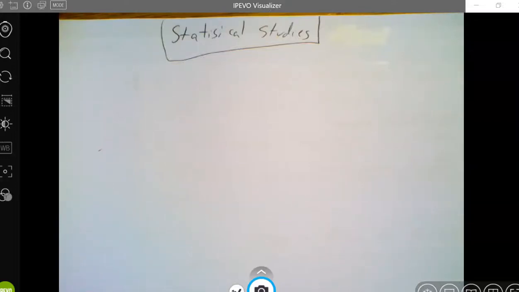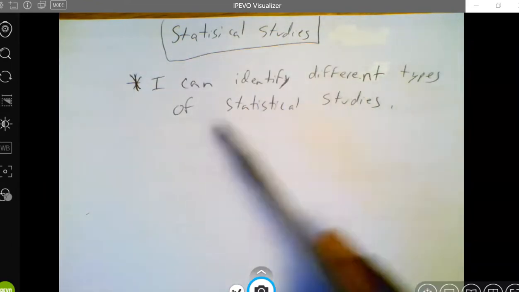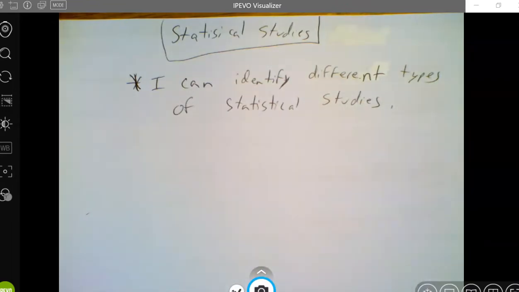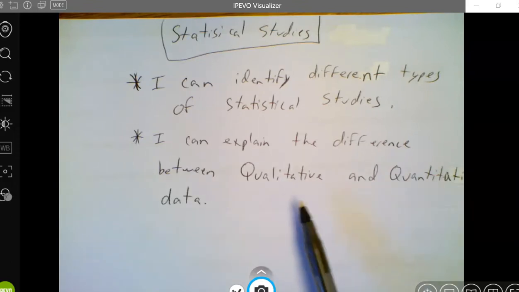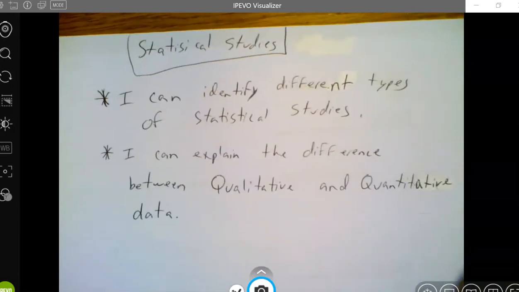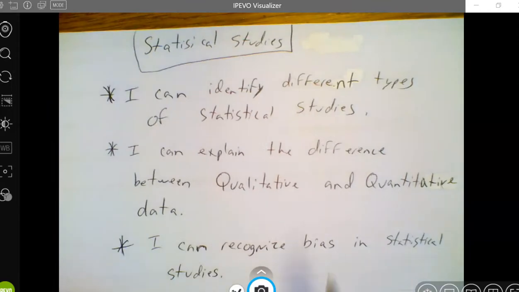This is Mr. Ross, your math teacher, and today we're going to talk about statistical studies. Some things you should be able to say by the end of the lesson: I can identify different types of statistical studies. I can explain the difference between qualitative and quantitative data. I can recognize bias in statistical studies. Those are things you should be able to say at the end of the period.